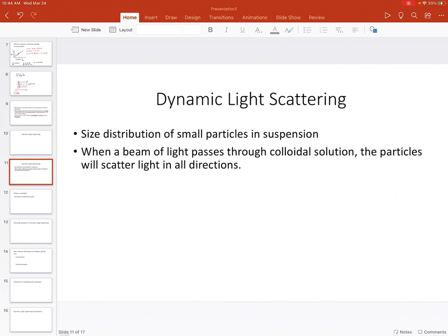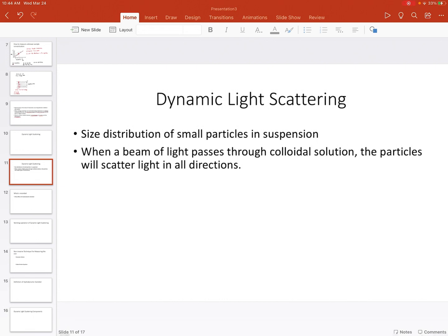In this lecture we are going to talk about another technique for characterization of material, which is called dynamic light scattering. So we're going to discuss what we can measure with dynamic light scattering and how this technique works, what is the working operation, and what data we can get using dynamic light scattering.